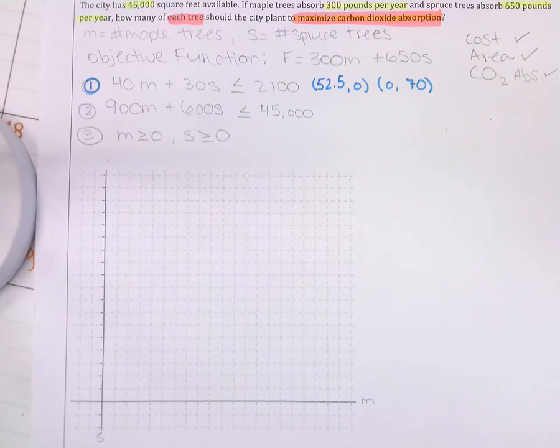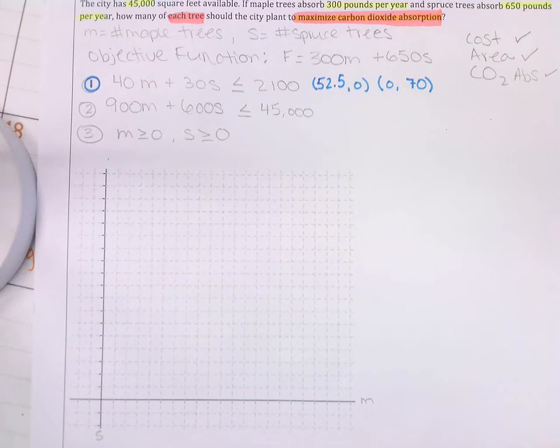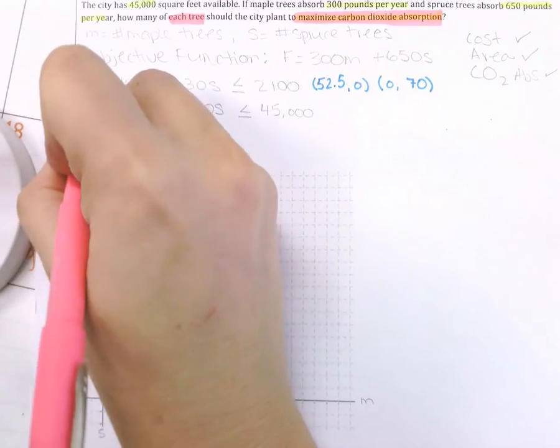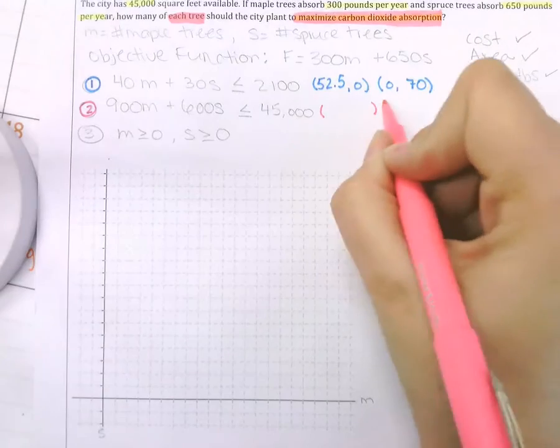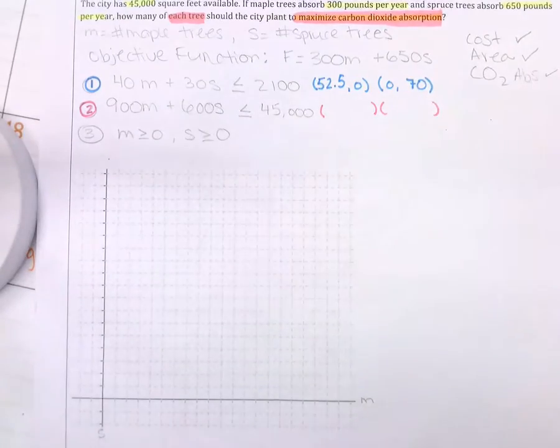Why are we doing decimals? You can't put a decimal of a tree. It's not representing the number of trees though. The function altogether is representing something, but the individual intercepts aren't necessarily a real life thing.